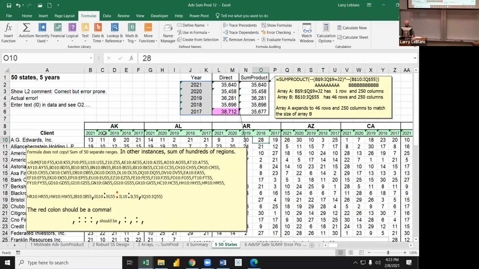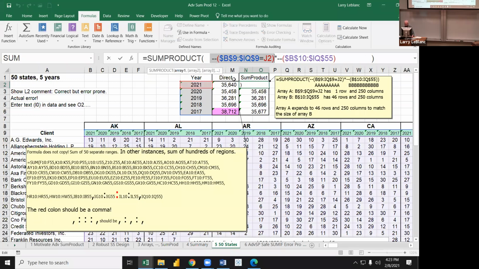50 states, that illustrated where I had only one test. One set of labels, the green row equals J2, that's 2021, star the rectangle. Let me give you two minutes.